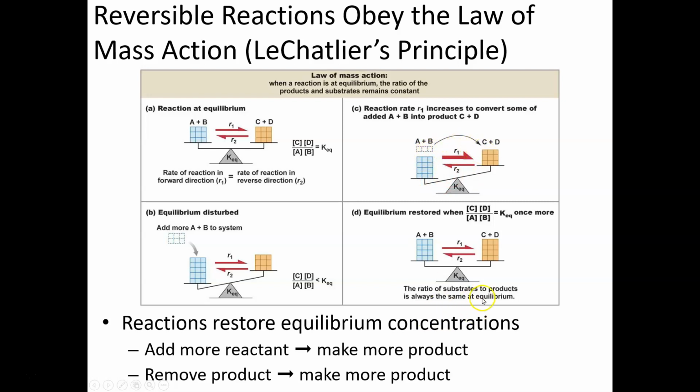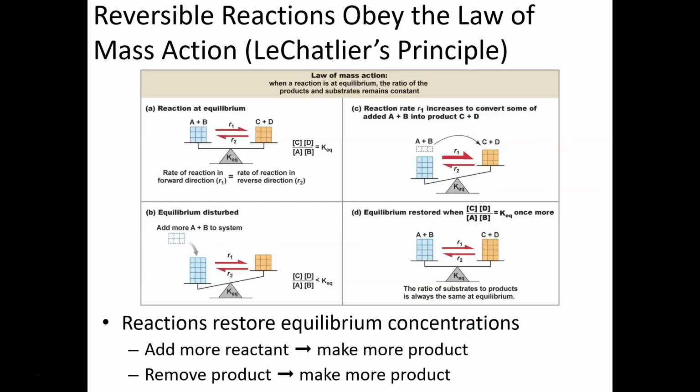As we move things over to the other side, eventually they reach equilibrium again, but now they're equal on both sides. So mass action says the more you have on one side of a reversible reaction, the greater amount of product you're going to have on the other side. So reversible reactions restore equilibrium. If we add more reactant, we'll make more product. If we remove product, we'll make more product. If we remove reactants, we'll make more reactant by going backwards. So wherever the smallest amount is, that's the direction we're going to go in a reversible reaction.